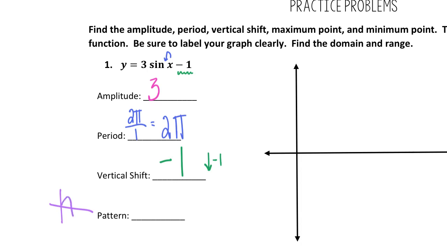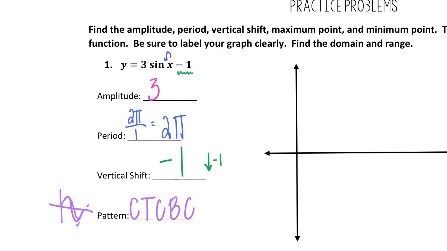Sine curve starts at the center, goes to the top, back to center, down to the bottom, and back to the center again. The only way this would change with the sine curve is if there's a negative out in front. Since there's no negative, we would say it's center, top, center, bottom, center.